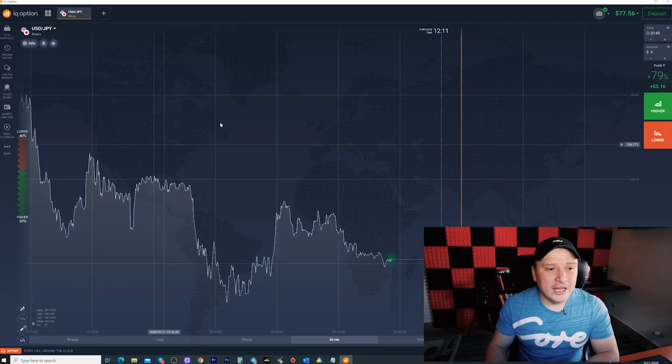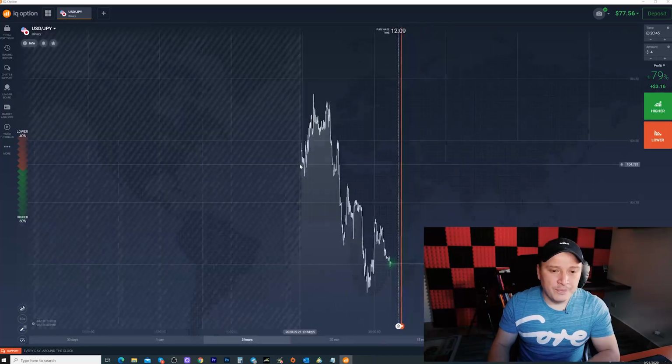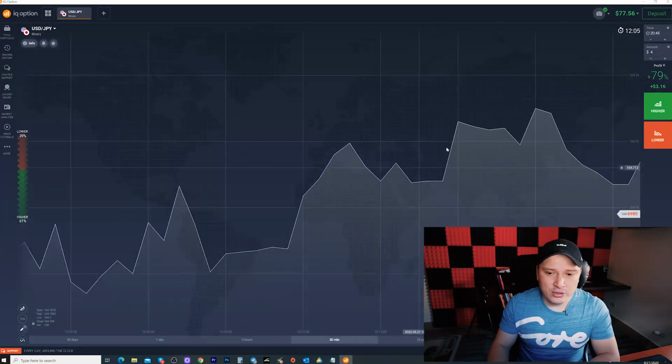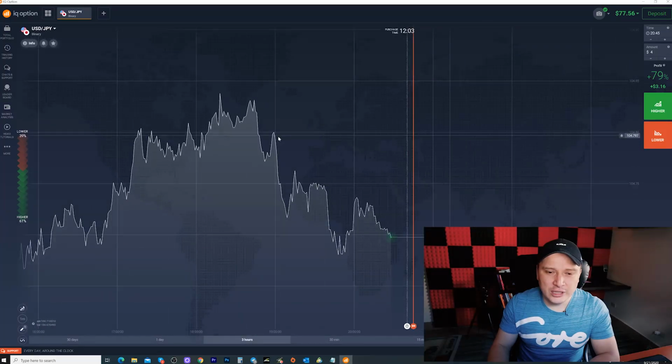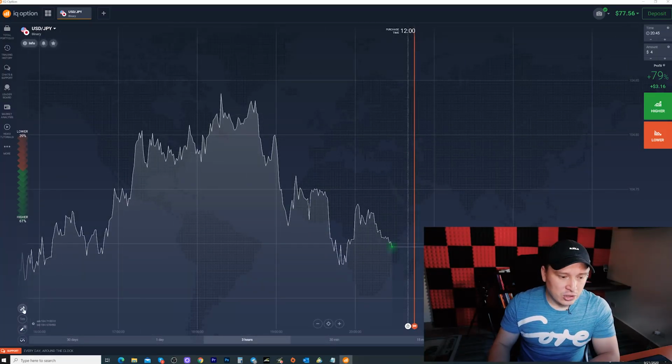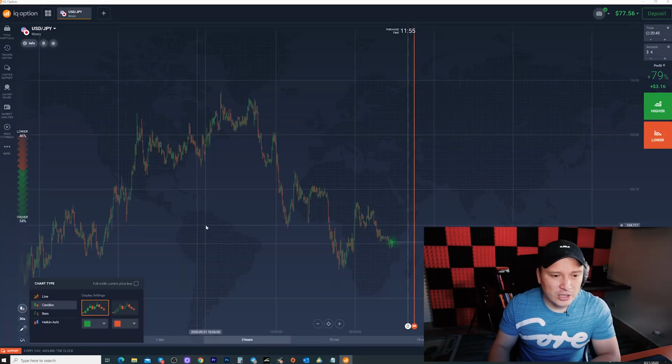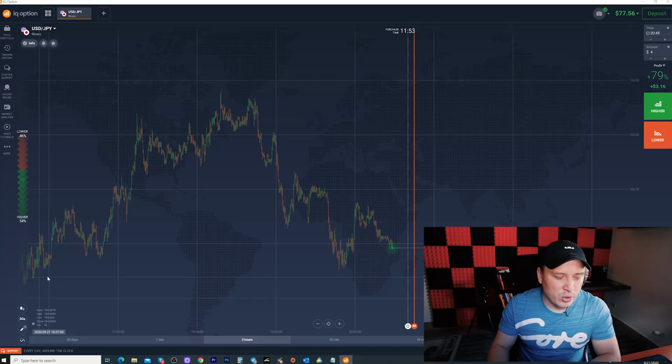So I'm on my IQ Option trading account right here. And this is the line version of the actual broker. So what I'm gonna do first is turn this into candlesticks. You go over here where it says chart type, and then you change to candles. Once you do that, this is what's going to happen.